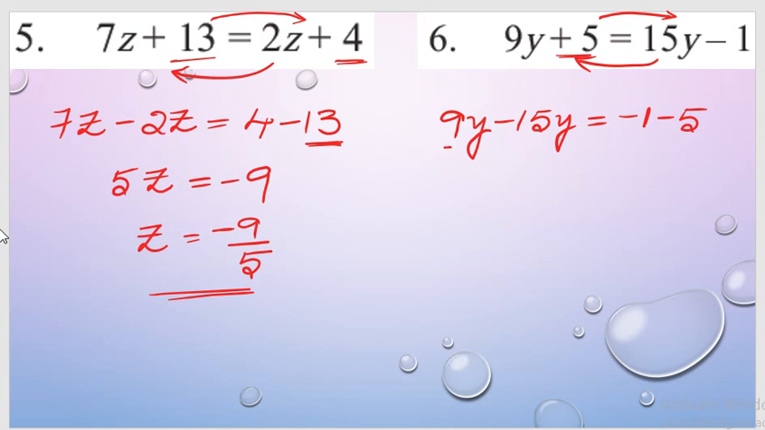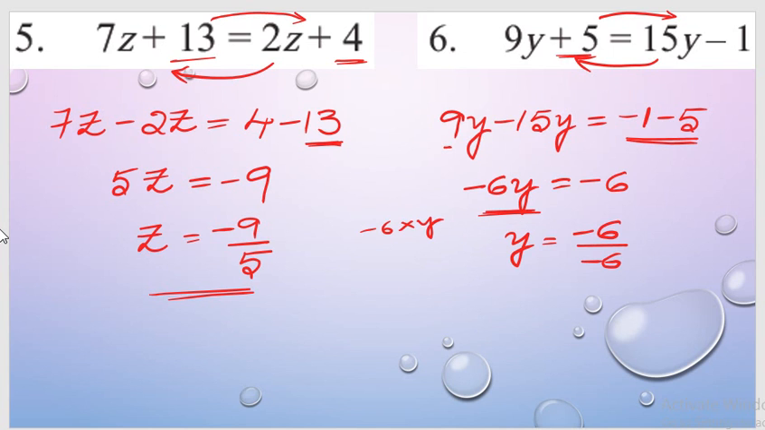9y minus 15y, so 9 minus 15 is nothing but minus 6, so minus 6y is equal to minus 1 minus 5, which is nothing but minus 6. So y is equal to minus 6 divided by minus 6. Here you need to understand that minus 6y is nothing but minus 6 into y. While transposing, this into will become divided by, so minus 6 by minus 6 is nothing but 1. So the value of y is 1, right? I hope you have understood this, right?